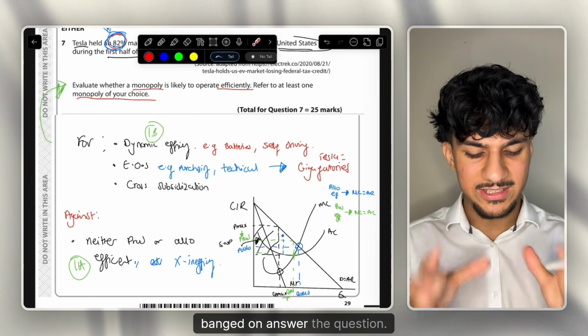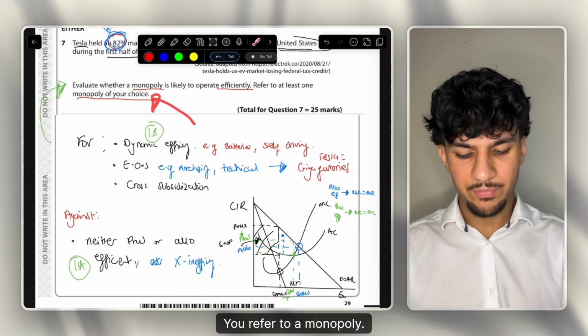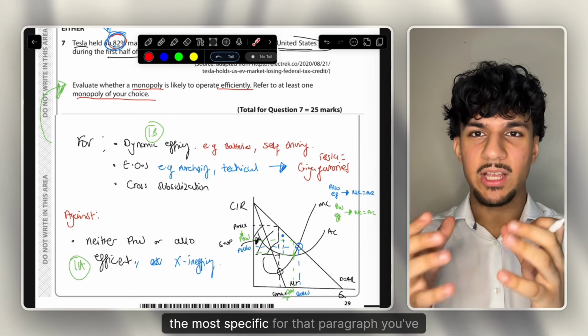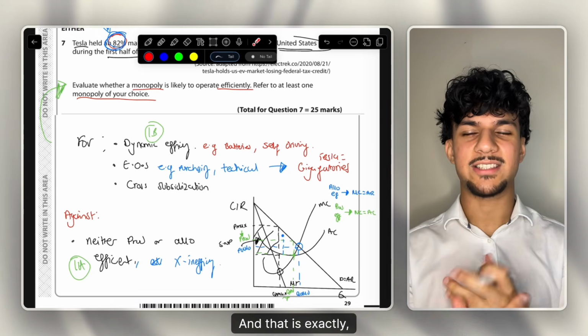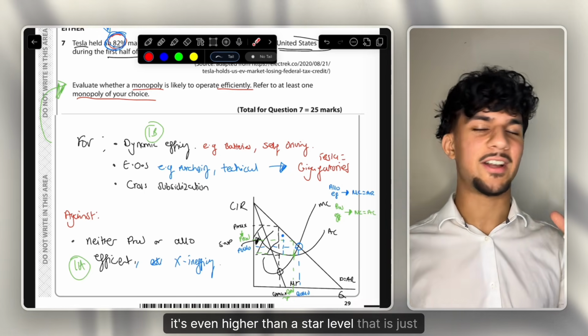You've banged on, answered the question. You refer to a monopoly. It's the best evaluation point, the most specific for that paragraph you've written, and that is exactly, and it's even higher than A-star level. That is just absolutely perfect.